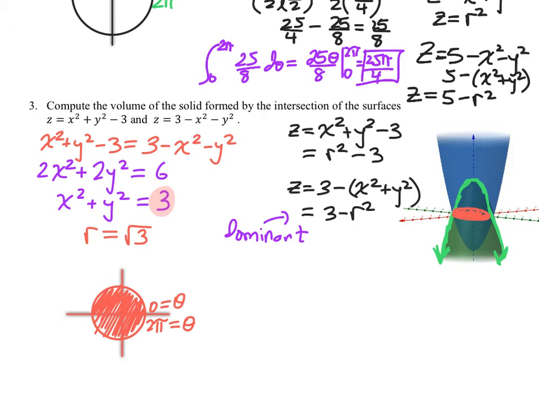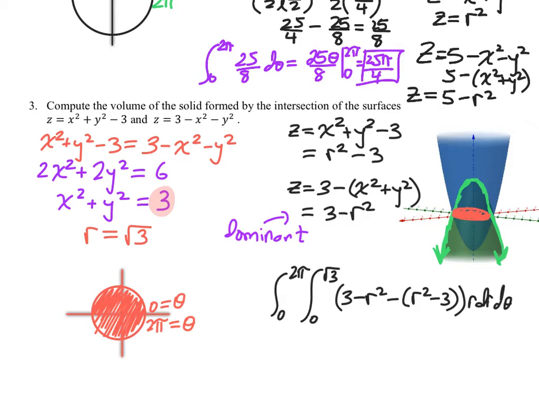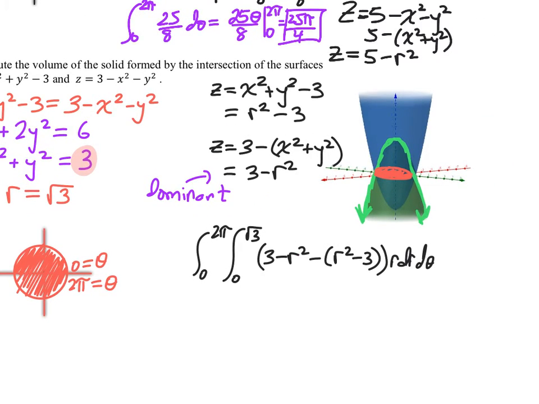All right, so when I'm setting up my double integral, I'm going to go from 0 to 2 pi. I'm going to go from 0 to root 3. And then I'm going to find dominant minus non-dominant. So 3 minus r squared minus r squared minus 3. That whole thing multiplied by r dr d theta. All right, so got rid of all the x's and y's and all that stuff. It's all in terms of r's and thetas, so we're ready to rock and roll here.